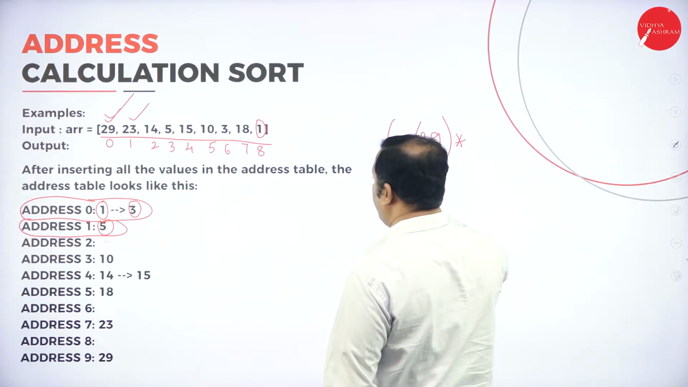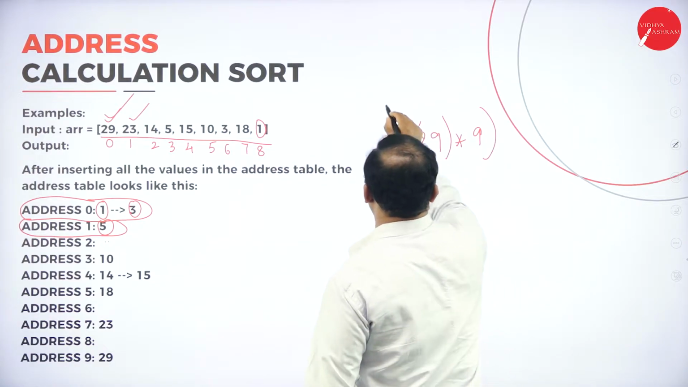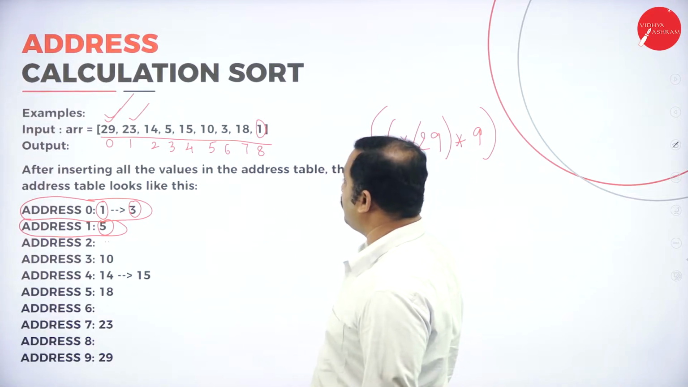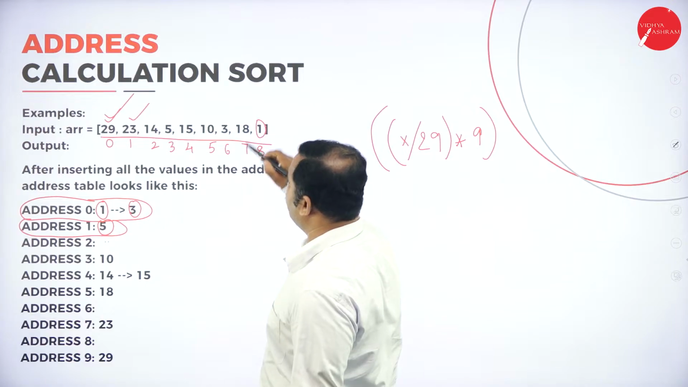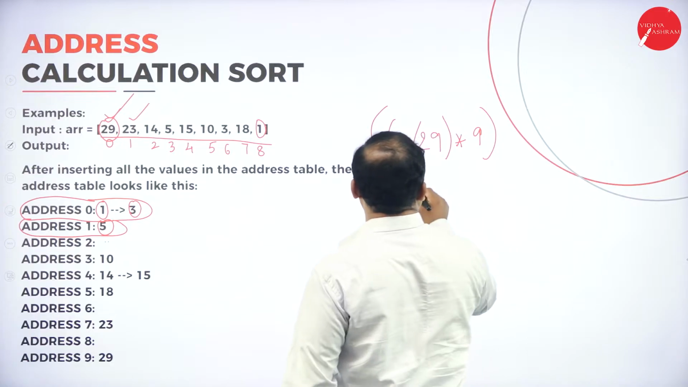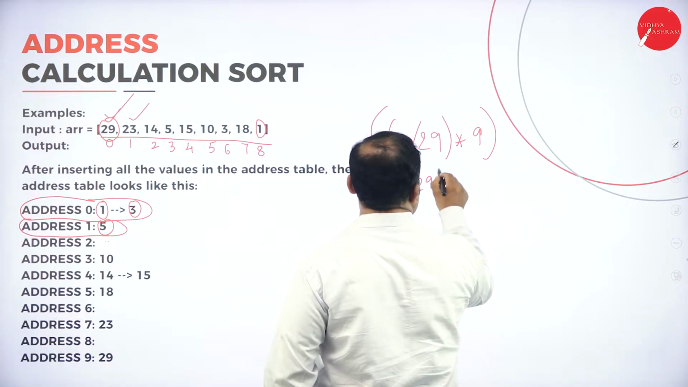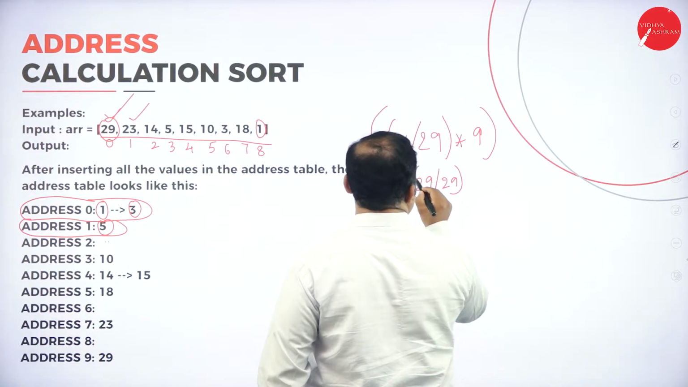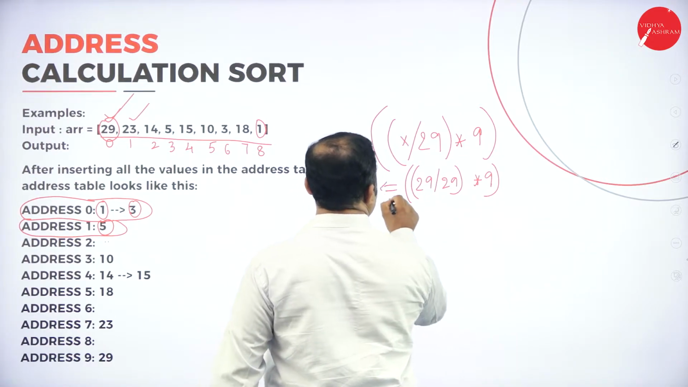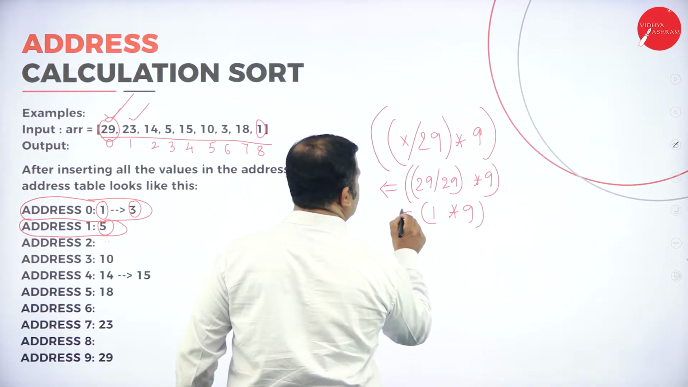29 is the maximum value, that is x divided by this star. What is the size of that in this case? 0 to 8 means 9. So we have this value, we are going to take the floor of that. So if I consider the floor of that, what is the first element? First element is 29. 29 divided by 29 is 1. 1 star 9 is equal to 9.